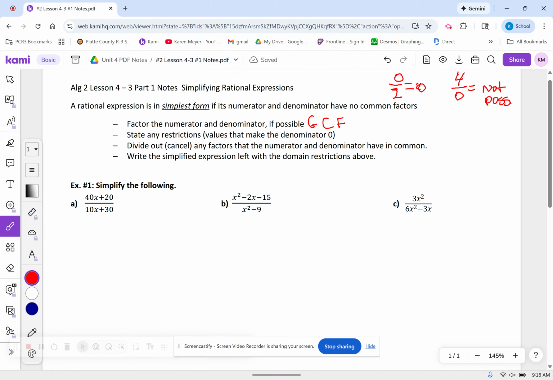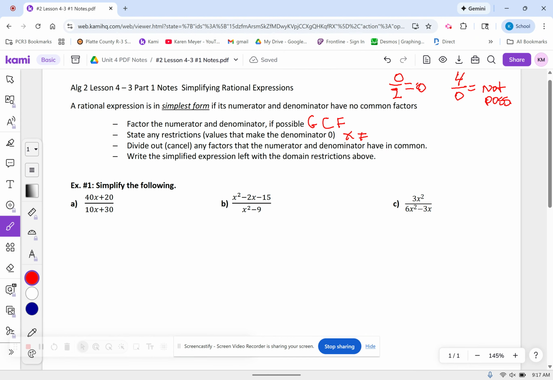So your restriction is going to be listed as x cannot equal, using the equals sign with a slash through it for not equals. Then you list out all the numbers that would make the bottom turn into a 0. Your third step is to look for anything we can cancel up and down that they have in common. The last step is to write down whatever we didn't cancel out, write our restrictions with it, and then we're done.